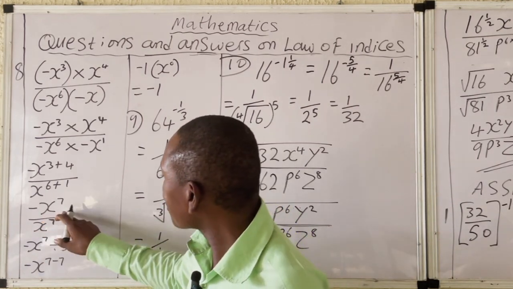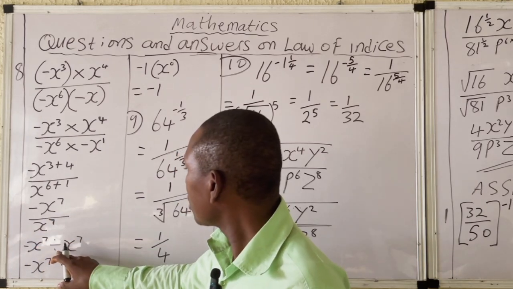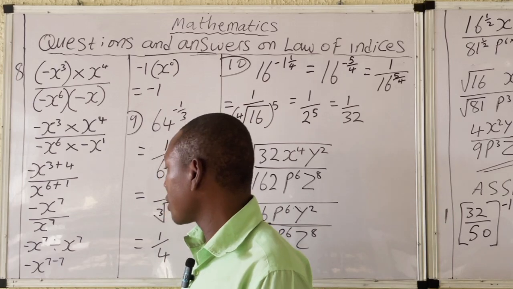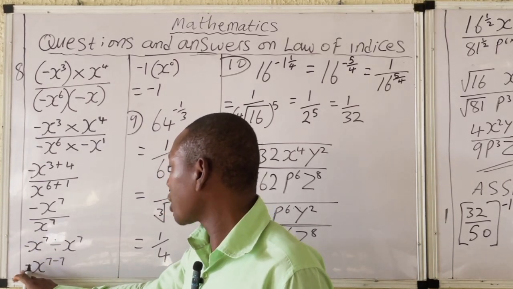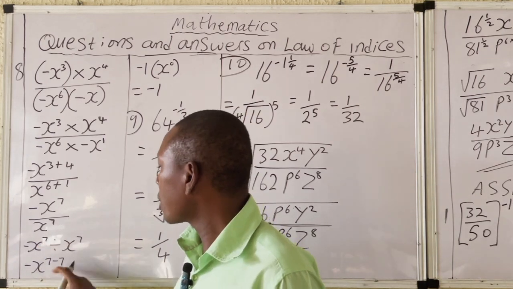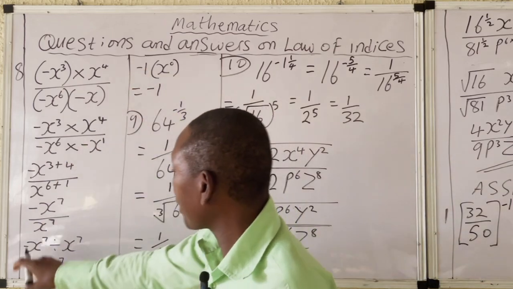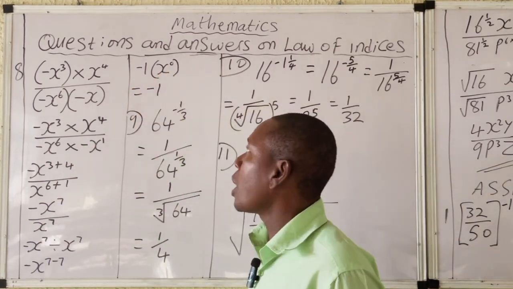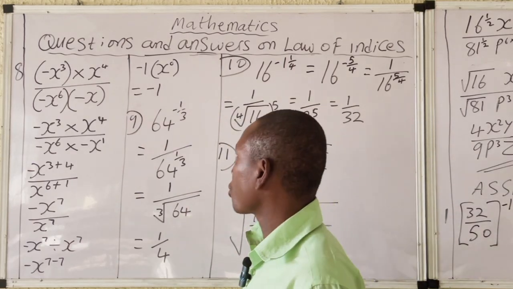Now, this one, I can rewrite this as minus x raised to the power 7 divide x raised to the power 7. And we know that division is actually negative sign. So this negative sign times the positive sign here will still have negative sign. So we'll pick one x. 7 minus 7 is actually x raised to, remember, we'll have minus 1 here. We'll now have x raised to the power 0. Anything raised to the power 0 is 1. 1 times minus 1 is actually minus 1.